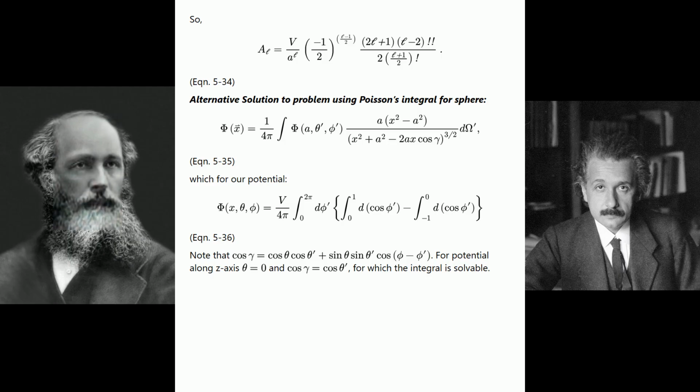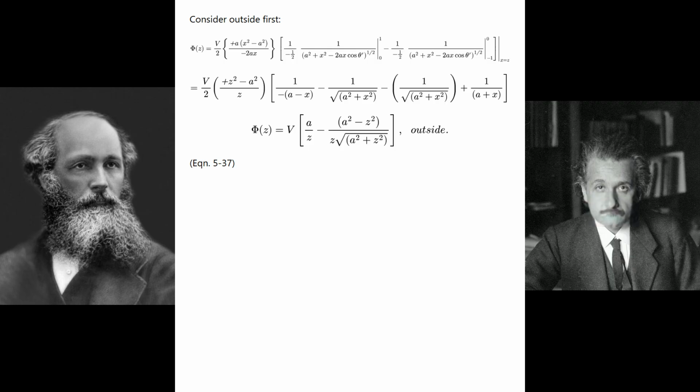See equation 5-35 that follows, which for our potential gives, see equation 5-36. Note that cosine gamma equals cosine theta cosine theta prime, plus sine theta sine theta prime cosine of phi minus phi prime. For the potential along the z-axis, theta equals 0 and cosine gamma equals cosine theta prime, for which the integral is solvable. Consider outside first.